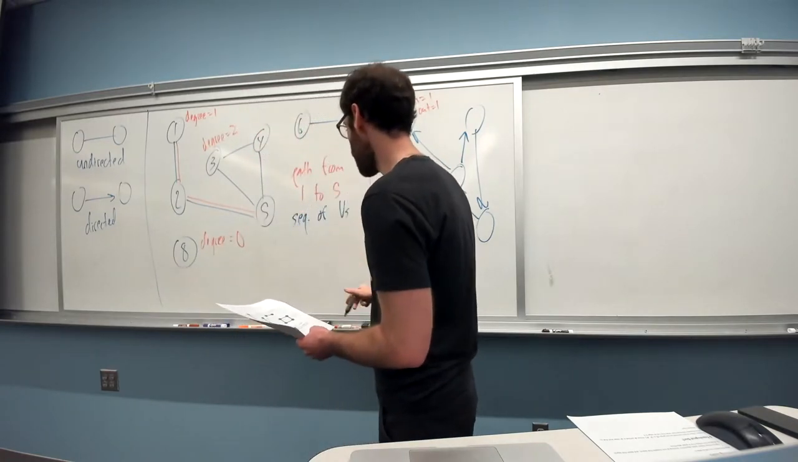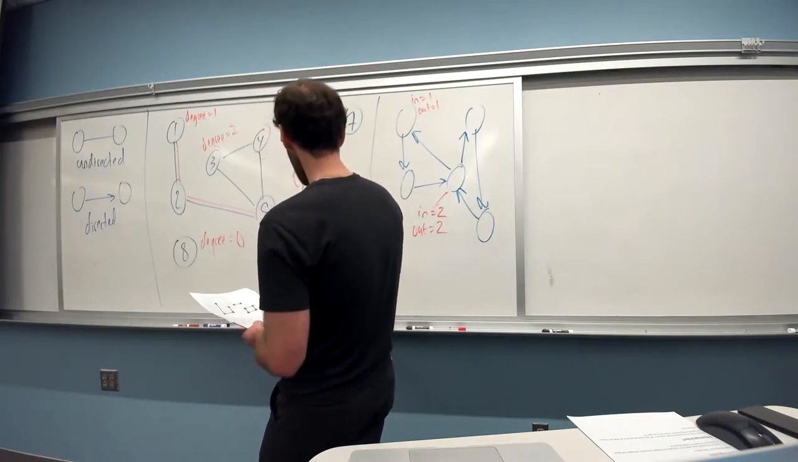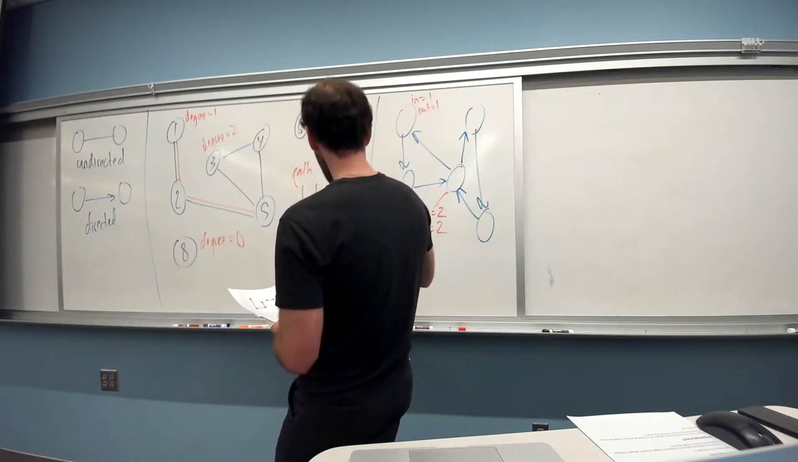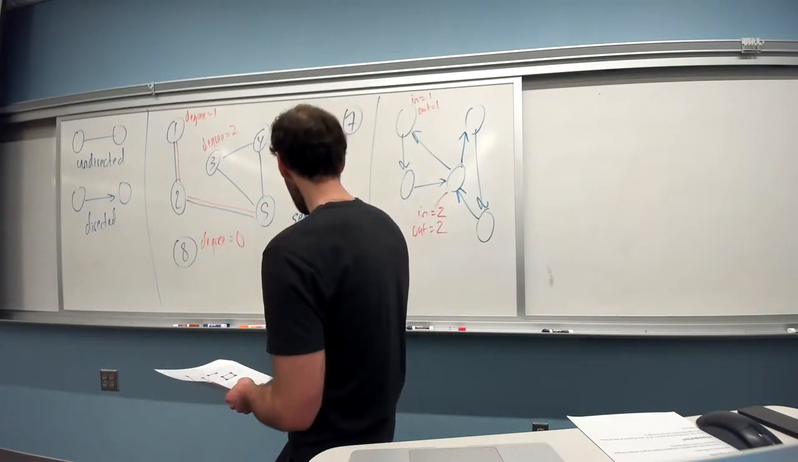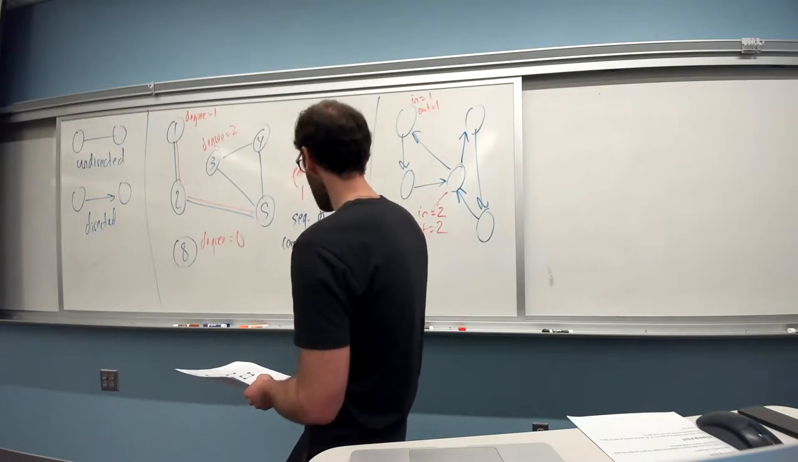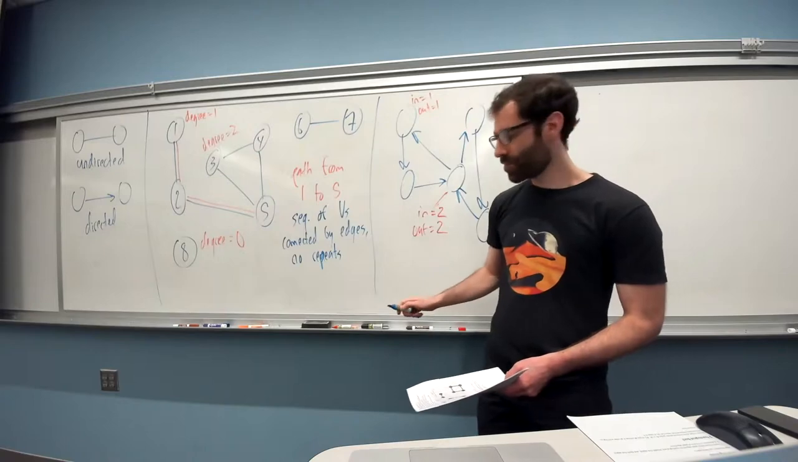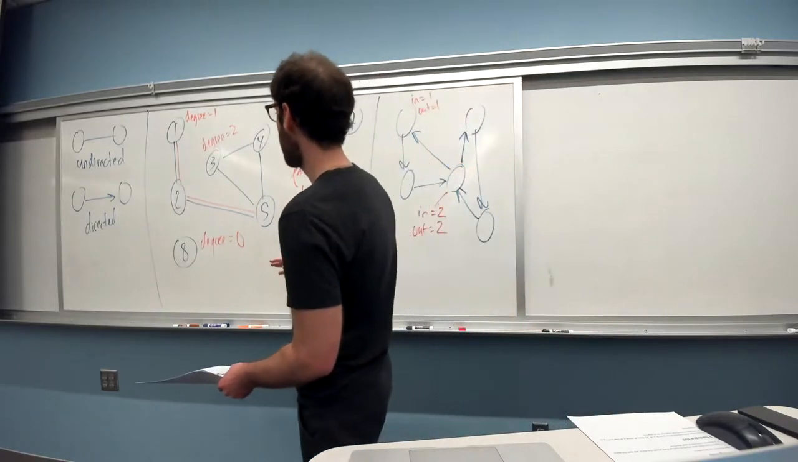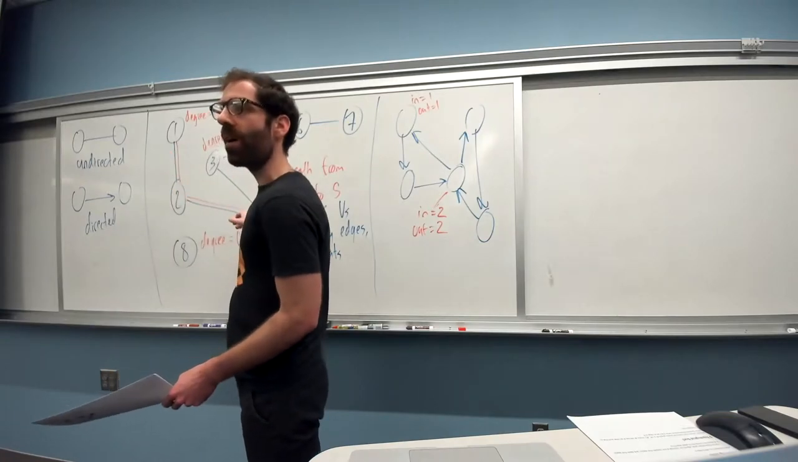So a path is a sequence of vertices connected by edges, and importantly, without repeating any edges. So our path from 1 to 5 would be 1, 2, 5.